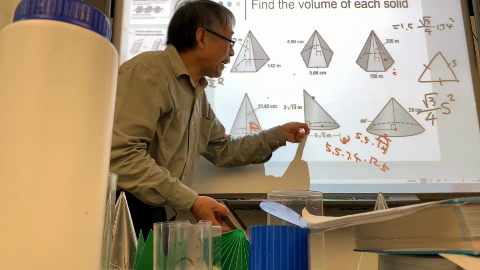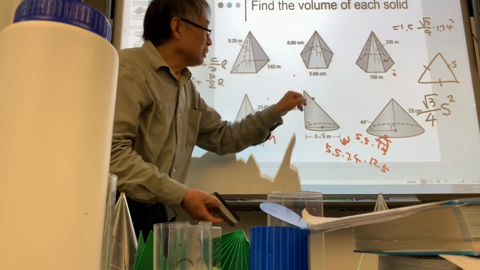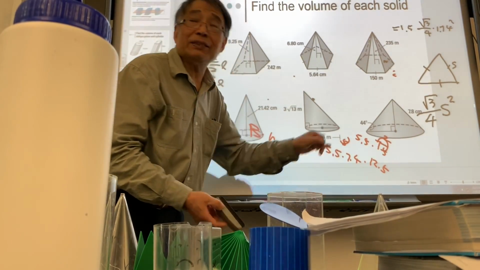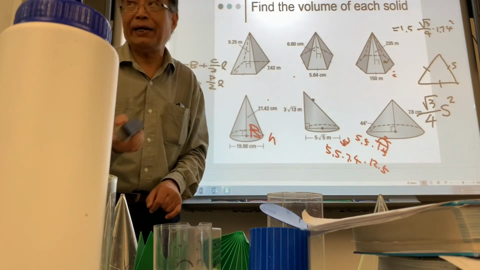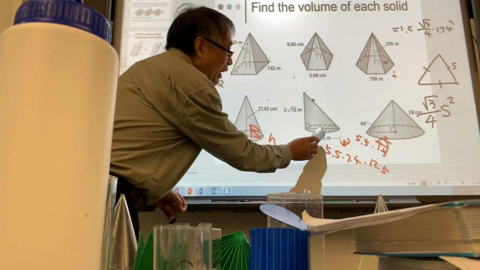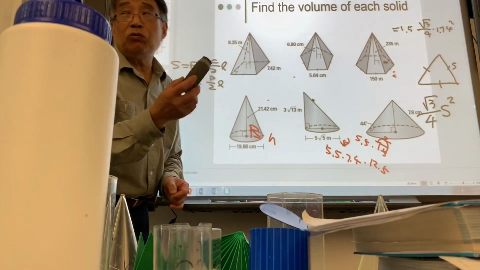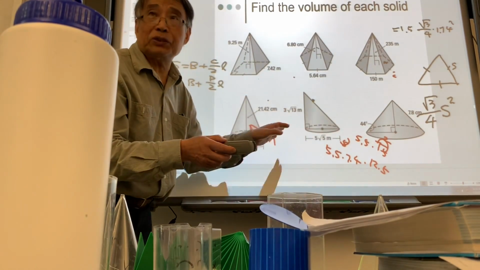The height is 3 square root 3, 13. The height and the base are perpendicular. So this one, this height is the real height. Do you understand, please? It is the real height. So square root of 5 is the diameter, over 2 is the radius, squared, times height, don't forget, over 3, over 3.